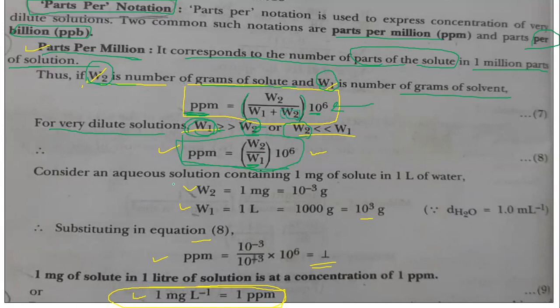Now see. Consider an aqueous solution containing 1 milligram of solute. Here we are eliminating W2 at the denominator, not the numerator.